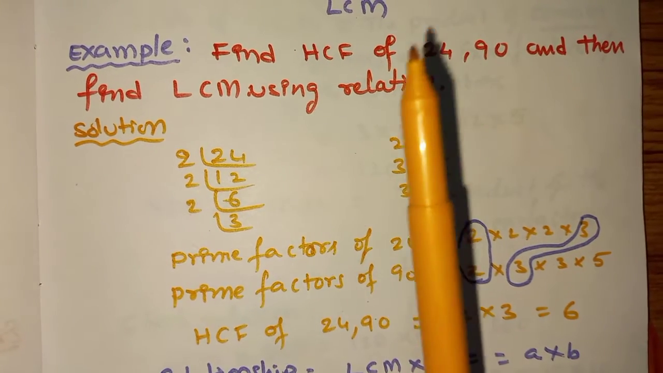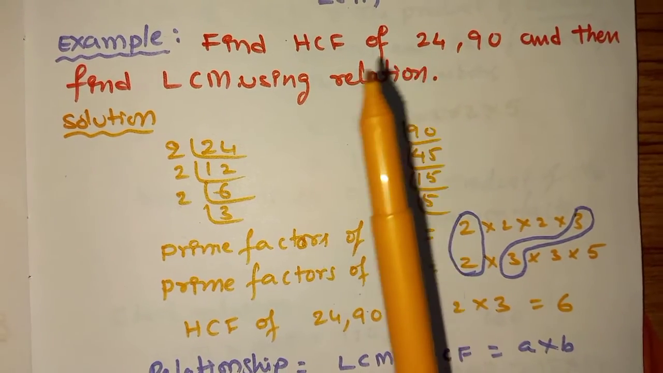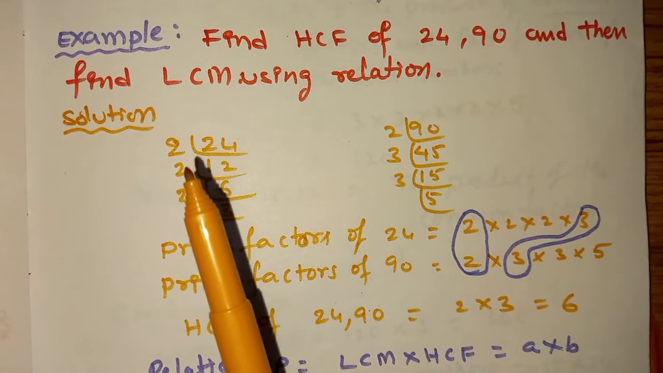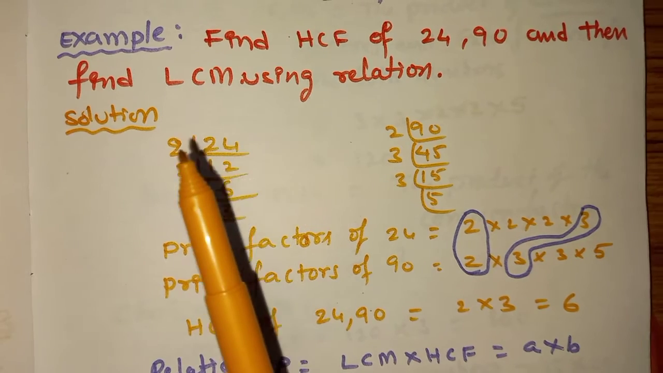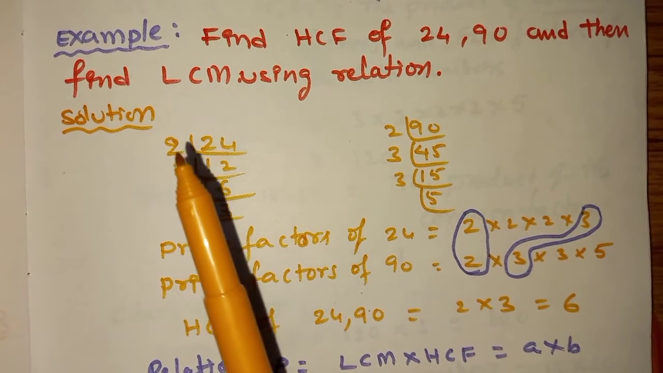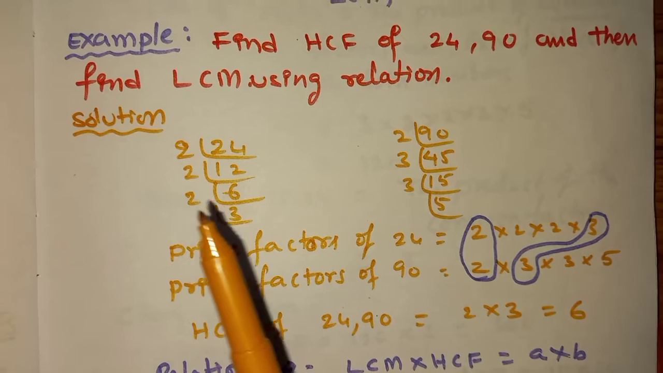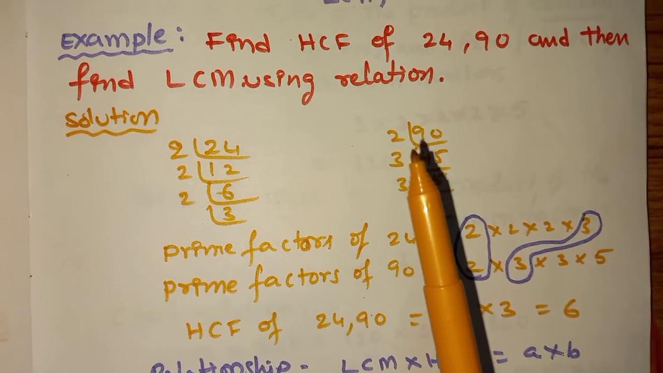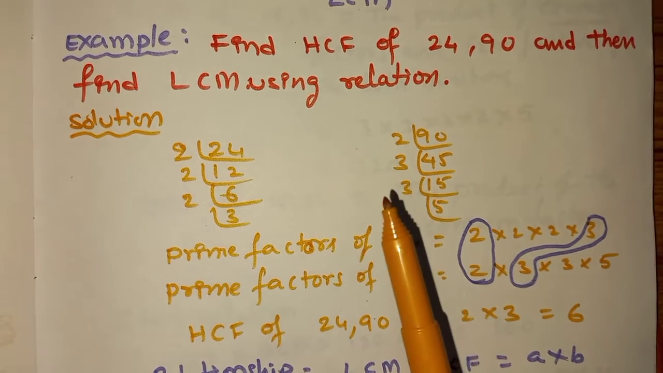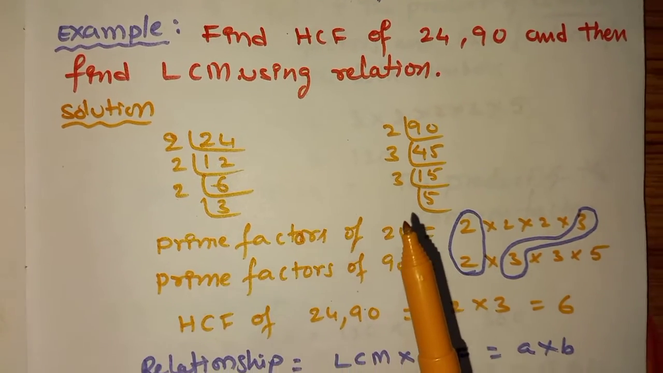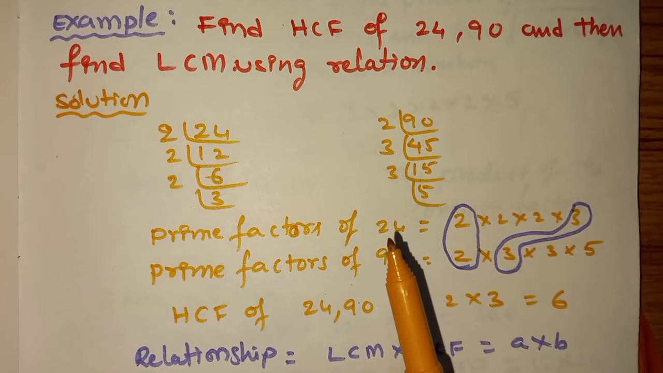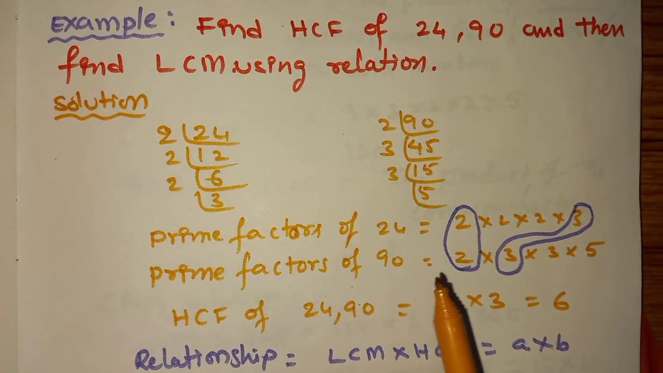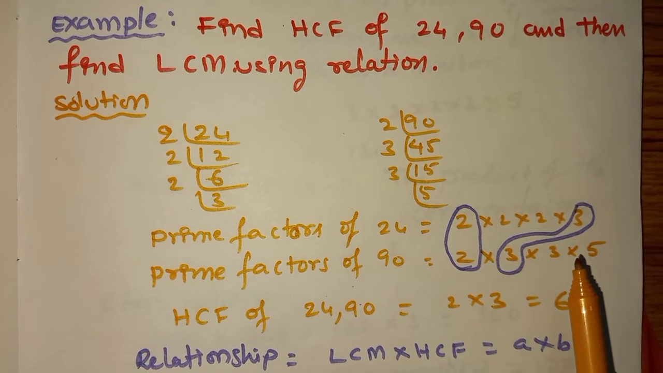So by using those formulas we can find the LCM. For that, first of all, we have a regular method. Prime factors of 24: 2 twelves are 24, 2 sixes are 12, 2 threes are 6. And for 90: 2 forty-fives are 90, 3 fifteens are 45, 3 fives are 15. Now prime factors of 24 are 2 into 2 into 2 into 3, and prime factors of 90 are 2 into 3 into 3 into 5.